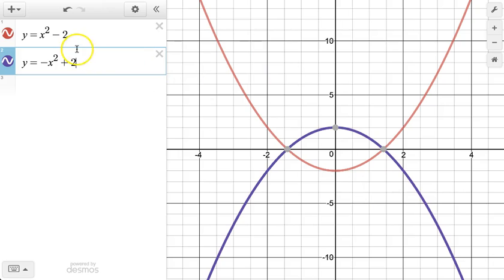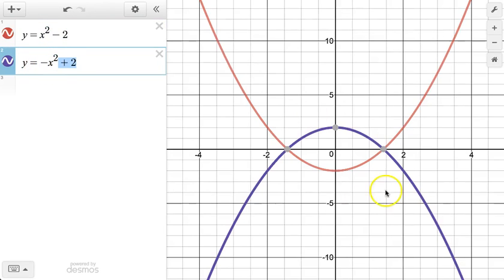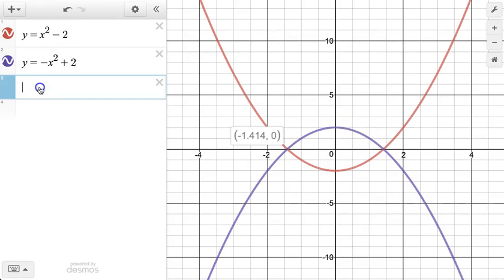So I've basically taken the 2 graphs from the previous page, moved this one down 2, and moved this one up 2. So we have a parabola pointing up that's moved down, and one pointing down that's moved up. They're kind of crisscrossing a little bit right there. Now things would get pretty funky as I keep going here.